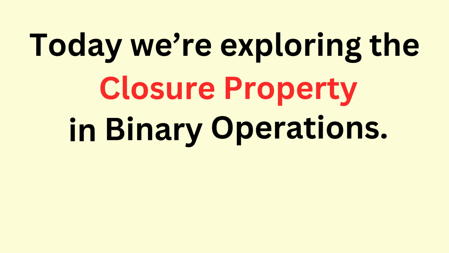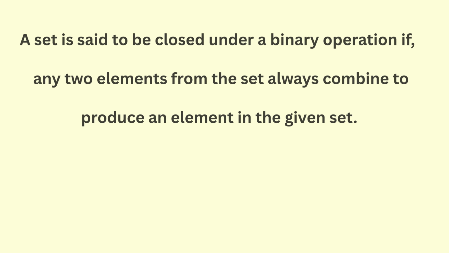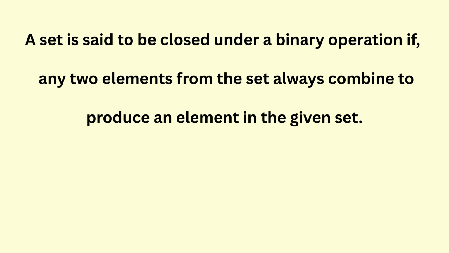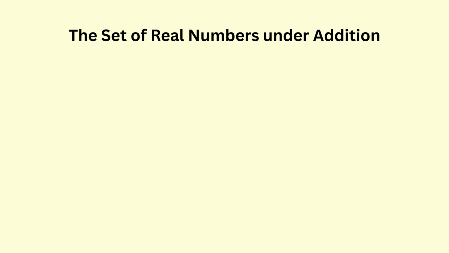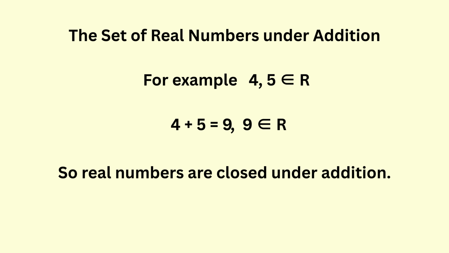In this video, we're exploring the closure property in binary operations. A set is said to be closed under a binary operation if any two elements from the set always combine to produce an element in the same set. For example, if we take any two real numbers such as 4 and 5 and add them, the result will always be a real number. Hence, real numbers are closed under addition.